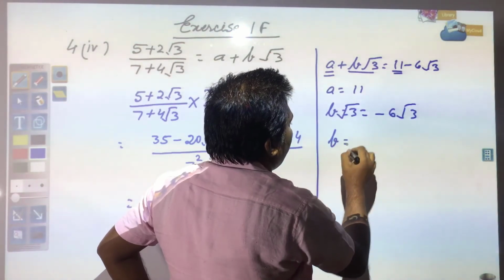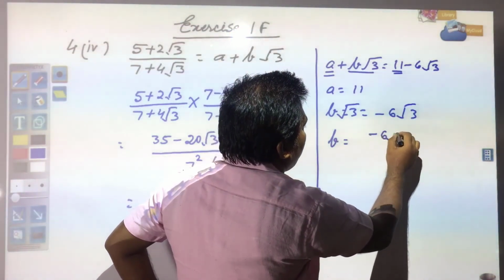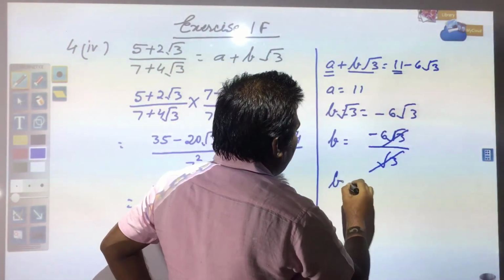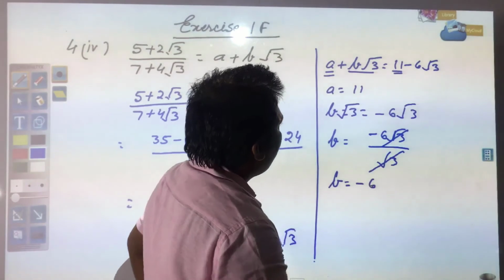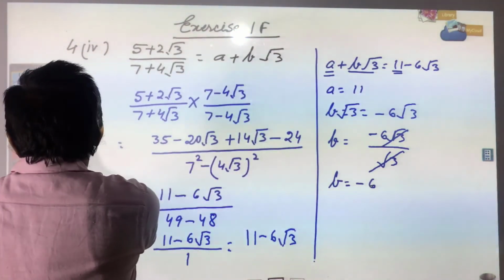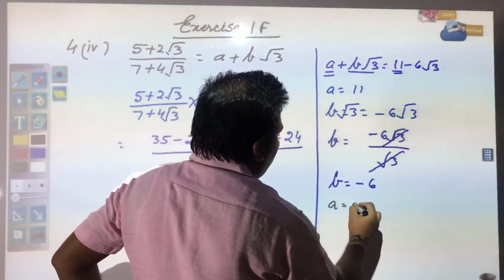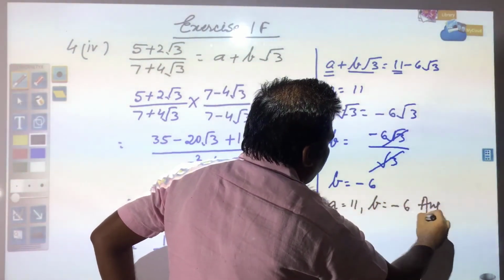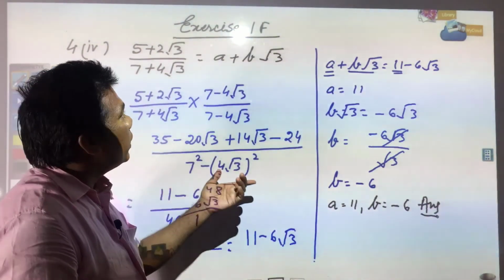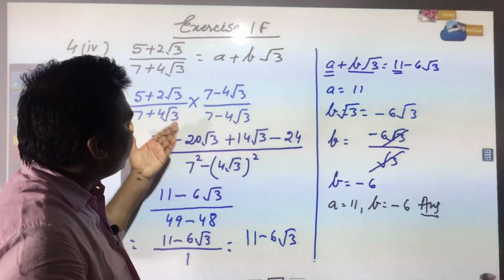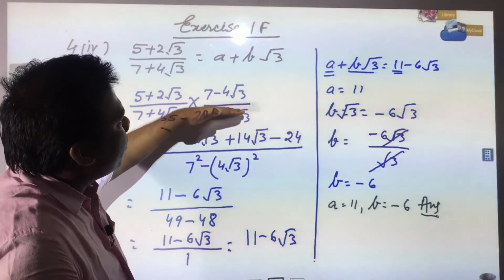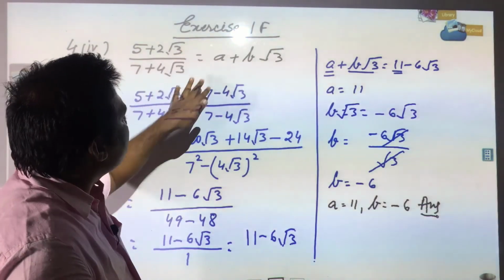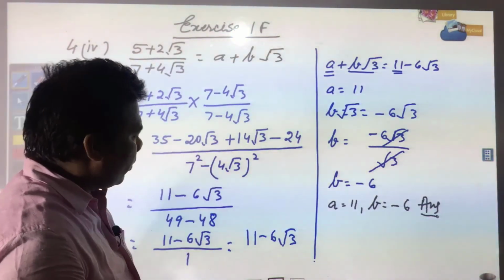So, b will be what? Minus 6 root 3 divided by root 3, this will be cancelled. So, b will be minus 6. So, finally, what you got? Finally, you got a is equal to 11 and b is equal to minus 6, and this will be your answer. In this way, this type of question was already solved before also, and even a few questions I have taken from the exercise also. I hope you have understood.